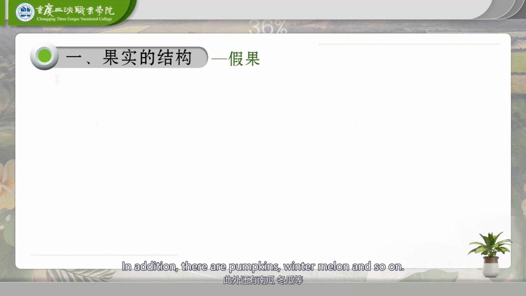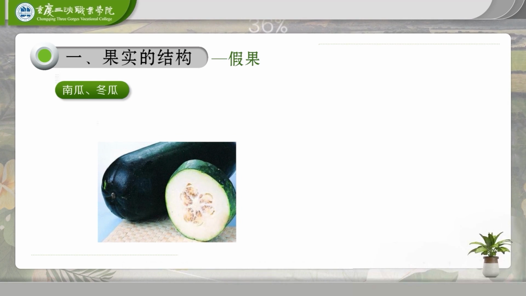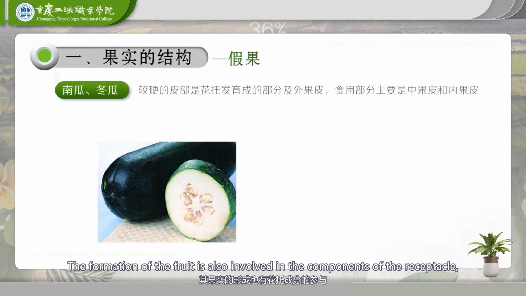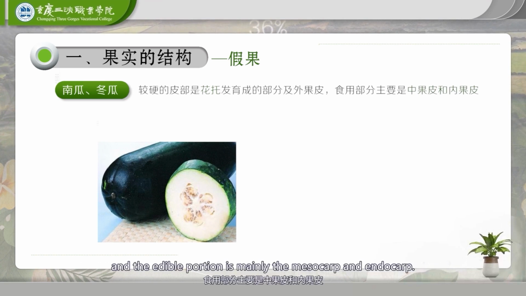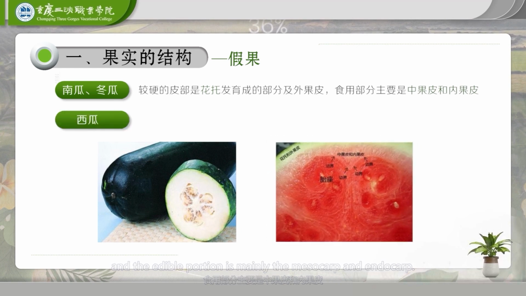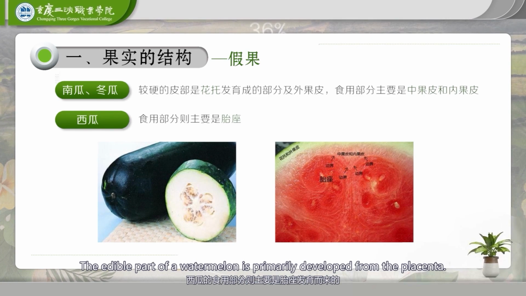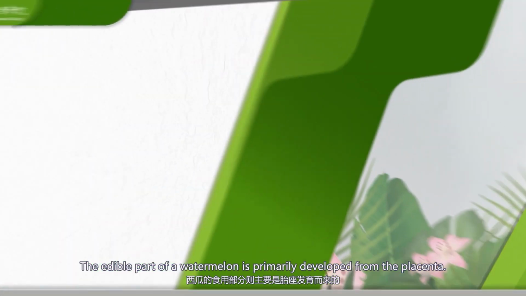In addition, there are pumpkins, winter melon, and so on. The formation of the fruit is also involved in the components of the receptacle, and the edible portion is mainly the mesocarp and endocarp. There is also the watermelon. The edible part of a watermelon is primarily developed from the placenta.